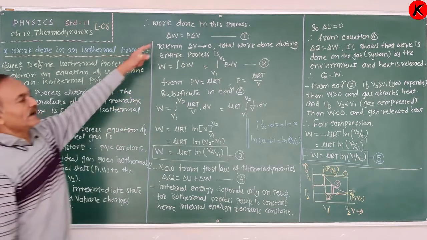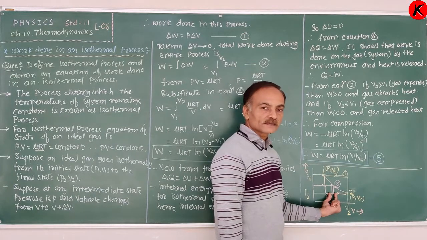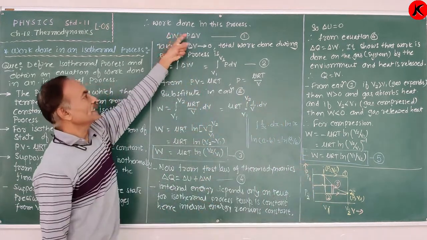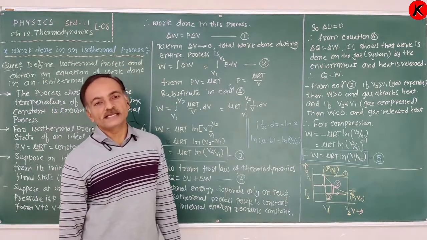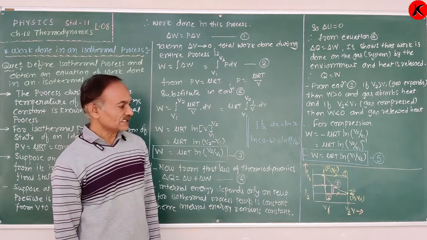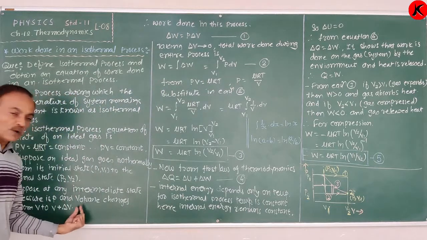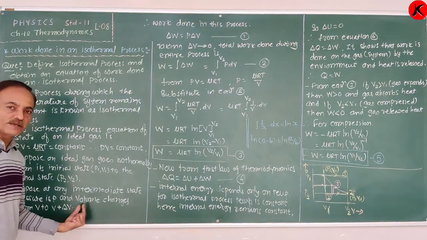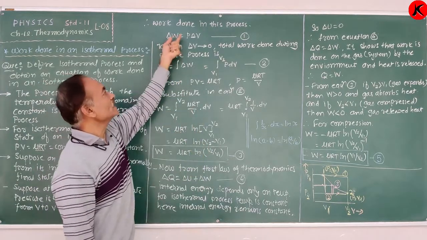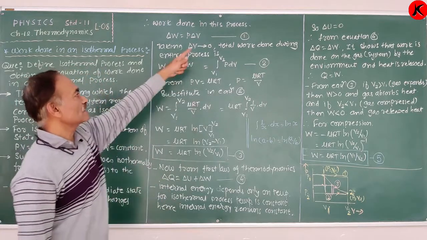Therefore, the work done in this process for this change in volume, where the pressure is almost constant P, is delta W equal to P into delta V. So the work done for a small change in volume from V to V plus delta V, with the pressure almost constant, is delta W equal to P into delta V. That is the first equation.